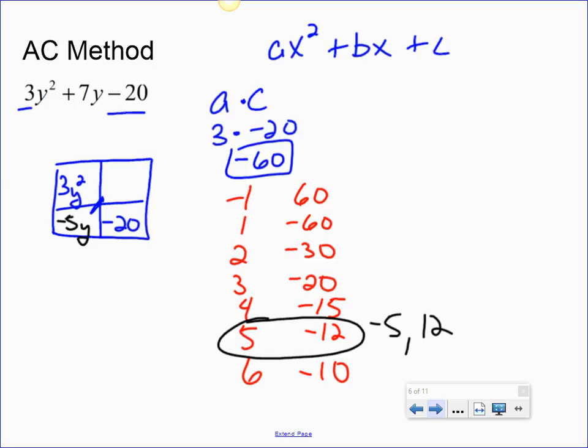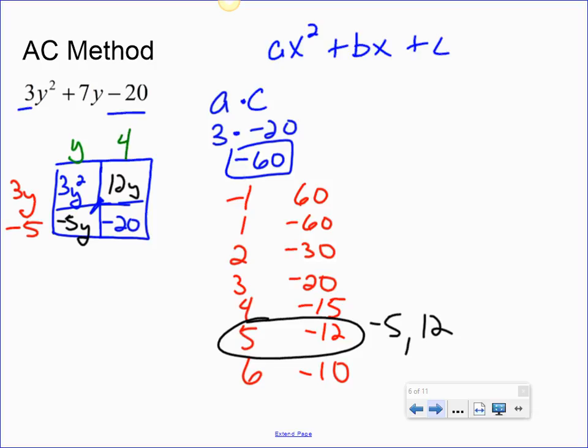So I got a negative 5y, and I have a positive 12y. And now, once I have that, I simply go back to that same process that I was doing, looking for common factors along columns and rows. So along this first row, I know that I have a 3y common. The second one, I have a negative 5 common. The first column, I can see that I have a y common. And the second one, I can see that I have a 4 common.